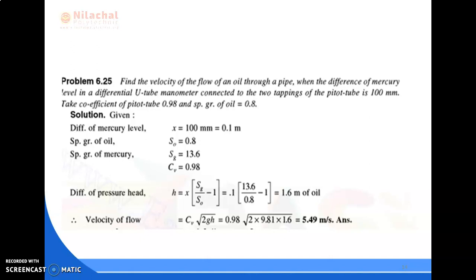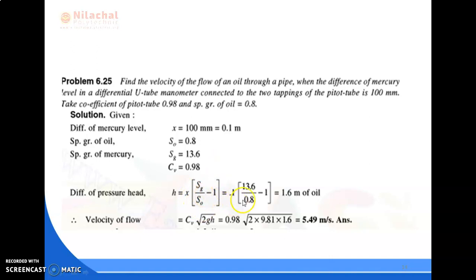The differential mercury level we consider as x equal to 100 mm, and we convert it into meters, this is 0.1 meter. Specific gravity of oil S naught is 0.8, specific gravity of mercury Sg is 13.6, it is fixed. Cv is given as 0.98. The velocity formula is Cv into square root of 2gh, but h is unknown. So, the formula to find h is h equal to x into (Sg by S naught minus 1).